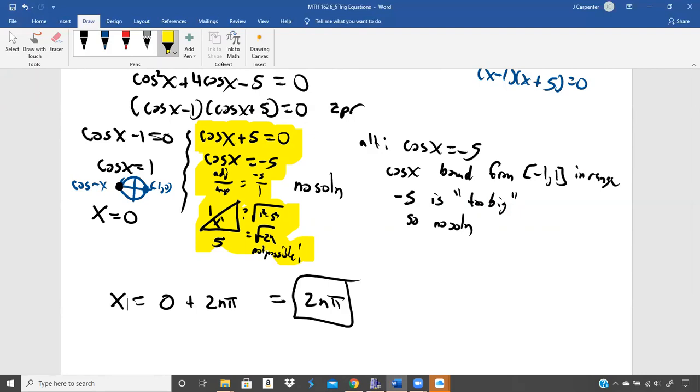Tangents can, cotangents can, secants and cosecants can. Sines and cosines are the only ones that have these very tight bounds. What's interesting is secants and cosecants are actually bound to everything outside of negative 1 to positive 1. So they can't be between negative 1 and 1. They're everything else. It seems really weird, but that's because of the reciprocal nature of them.